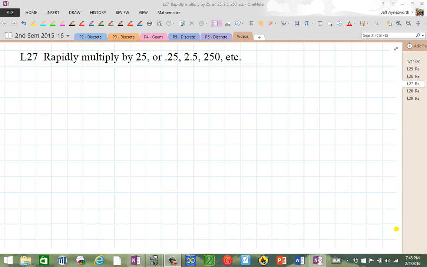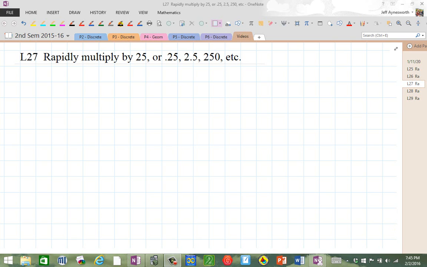Hey everybody, this is Mr. Ainsworth. We're going to get into a lesson here and learn how to rapidly multiply by 25 or any form of it, meaning 0.25, 2.5, 250, 2500, anything like that, even 0.025. All right, so let's go through the method here.